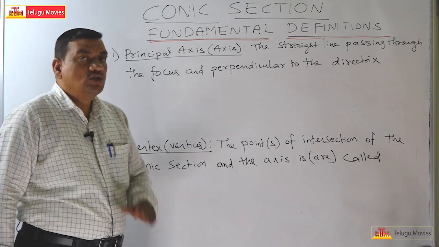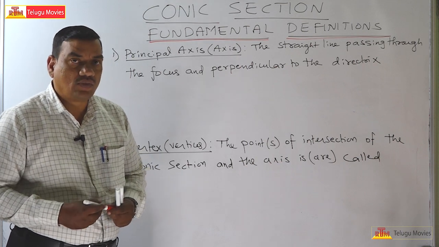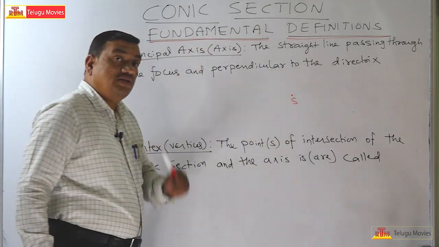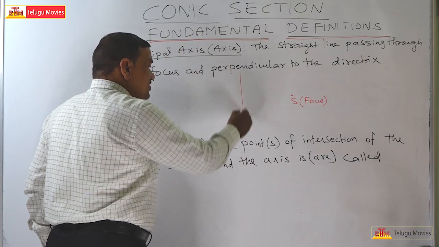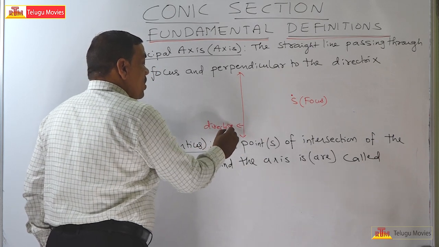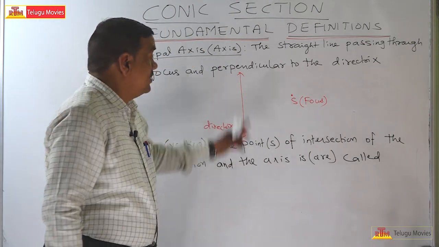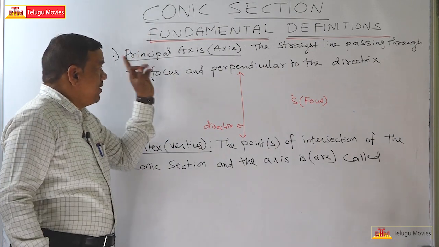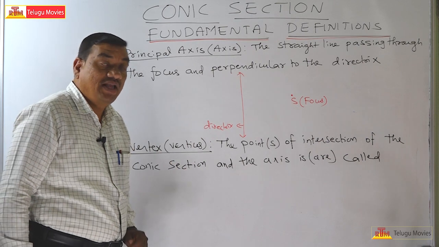Let us see that. In the geometrical definition of the conic, we take a fixed point S. That fixed point we are calling the focus, and a fixed straight line we are taking. This fixed straight line we are calling the directrix of the conic. This fixed point is called the focus of the conic. This fixed line is called the directrix of the conic.